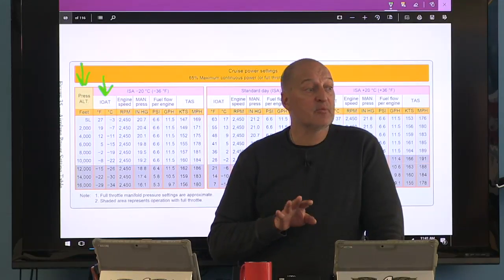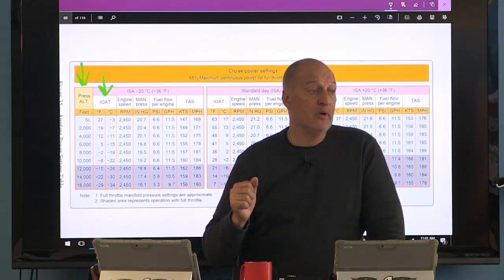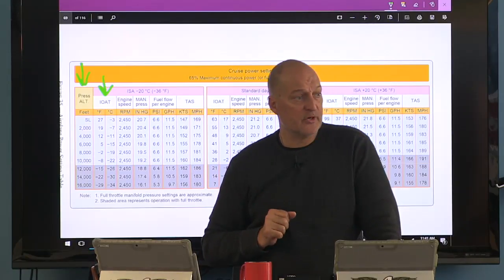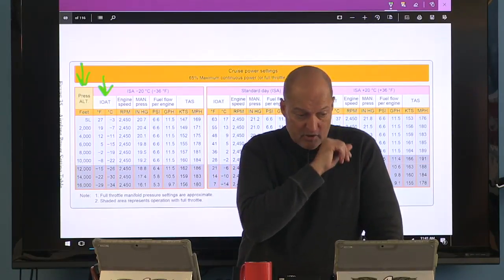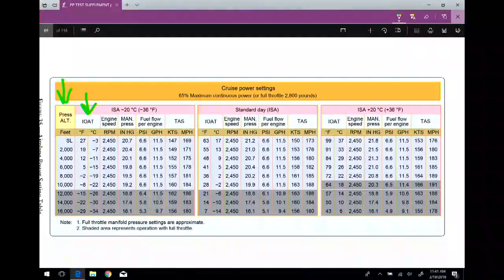Okay, constant speed propeller. So you have that thing, it's got that blue handle on it, manipulate your prop, that's what it is. That's where you're going to find manifold pressure. Next we have what? Fuel flow per engine. This is going to be your fuel flow, and it'll give you a pressure reading. This is pounds per square inch, and also your gallons per hour fuel flow. Then you're going to have what? What's TAS? What did I tell you? True airspeed. That is correct. So in this, it will help you determine your true airspeed.